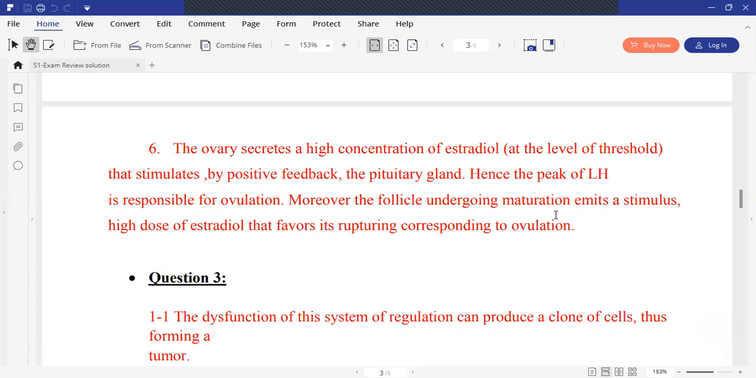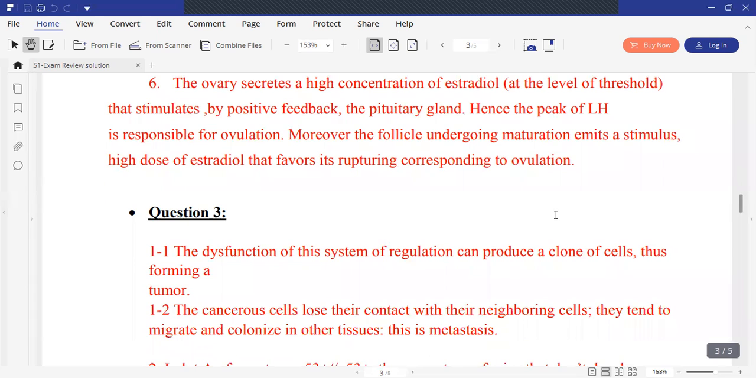The cancerous cells lose their contact with the neighboring cells. They tend to migrate and colonize in other tissue. This is what's known as metastasis. Pick out from the text the cause of the appearance of the tumor. So the cause is the dysfunction of the system of regulation, which can produce a clone of cells, thus forming a tumor.